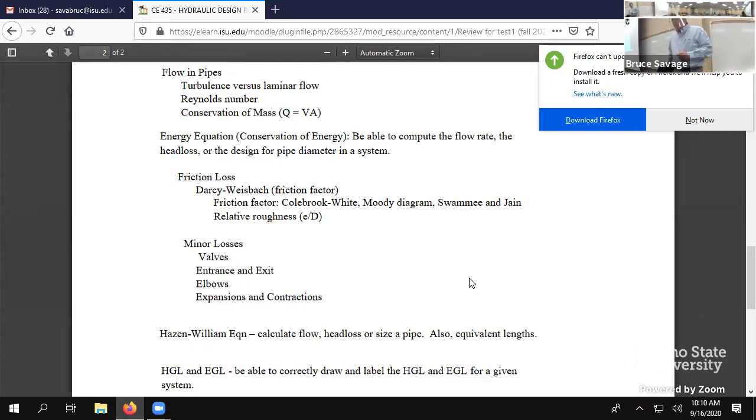Minor losses: valves, entrances and exits, elbows, expansions, and contractions. Now, it would seem obvious that including a minor loss calculation in the energy equation up above, including the flow rate, head loss, or design for pipe diameter, would be a real-world problem. So that could be a nice combination of those two concepts.